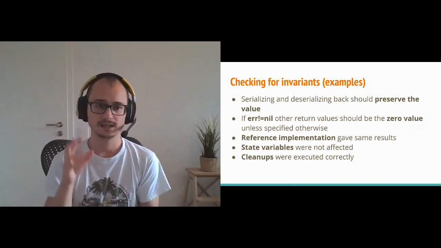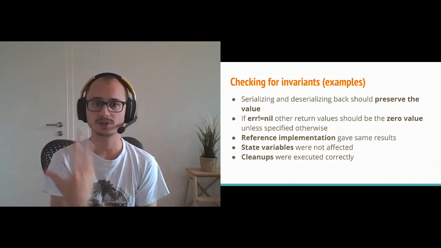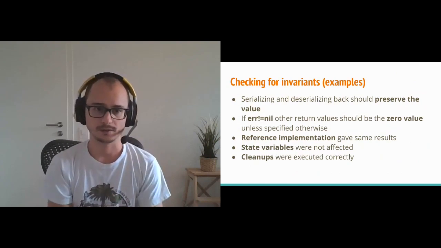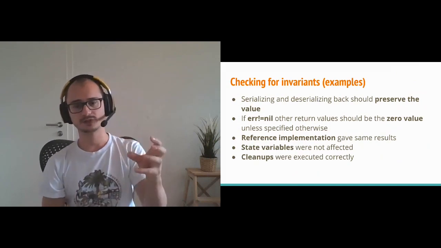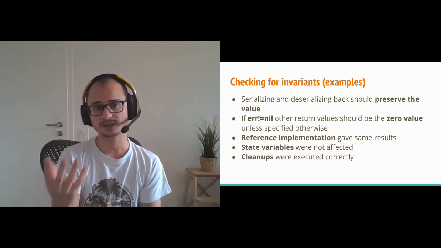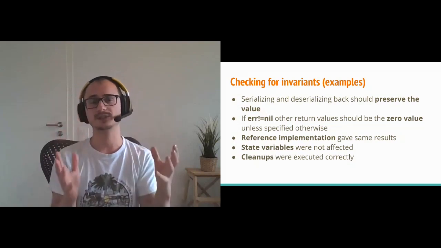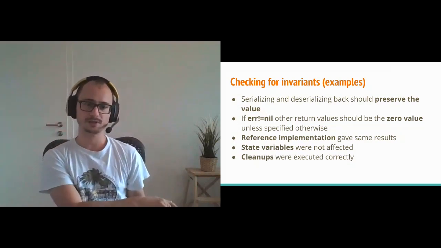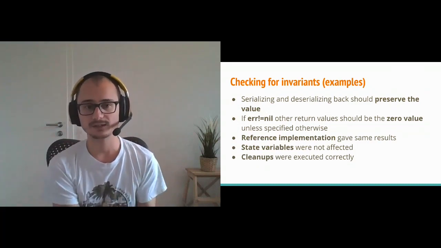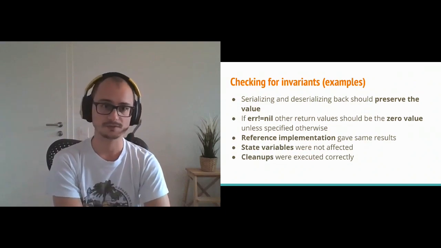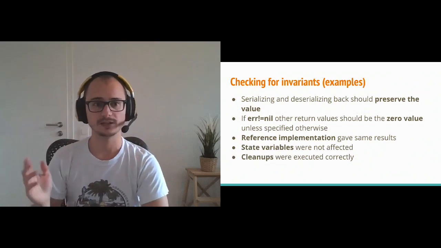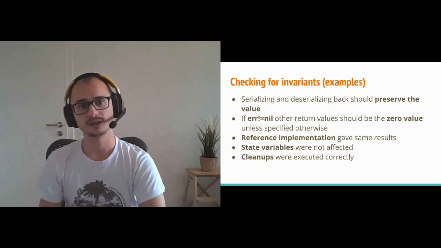Another thing that you could check is that if an error was returned, the other values are zero values or nil, or something that would not cause a misuse. Then you can have a reference implementation, for example, a JSON parser from the standard library, and your implementation that is a very optimized version of it, and you want to check that they behave the same. So having a slower reference implementation is very good when you optimize your code, because it's easy to write slow code. It's hard to write fast code. Moreover, you can check if state variables were changed and they were not supposed to, and if cleanups run correctly. So if the state is the same afterwards.